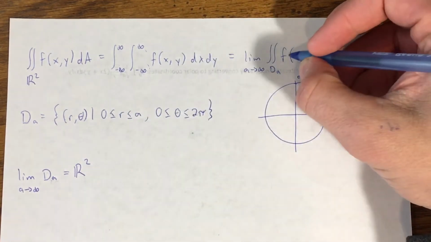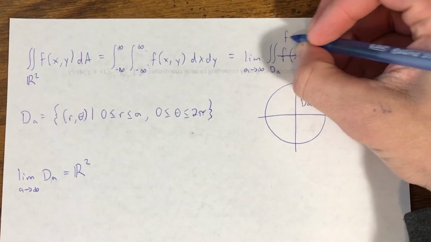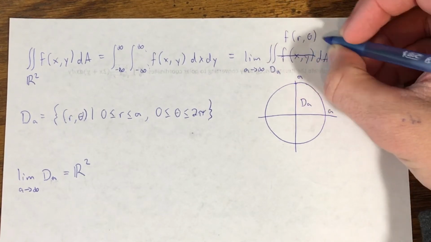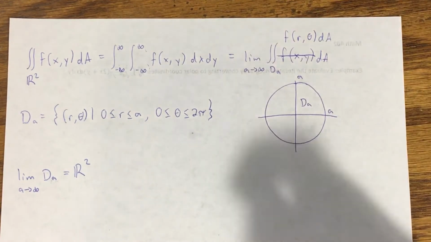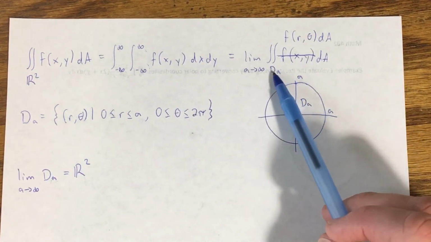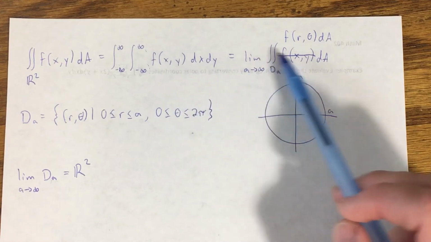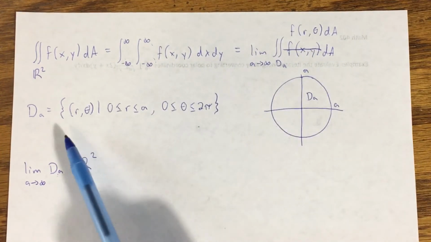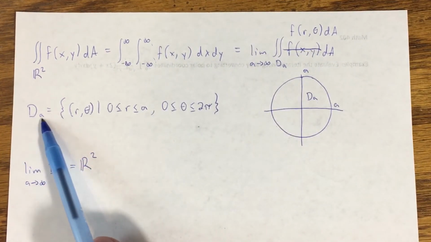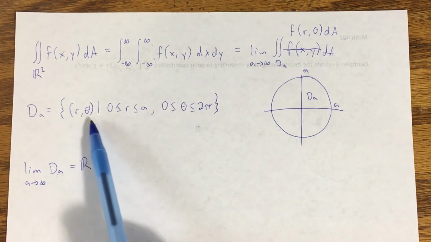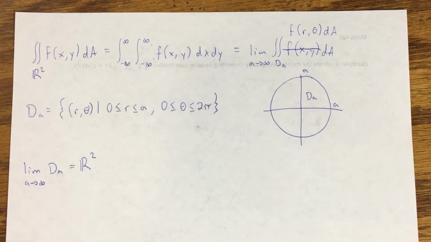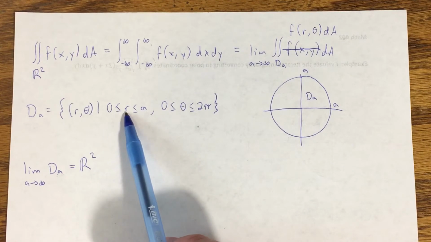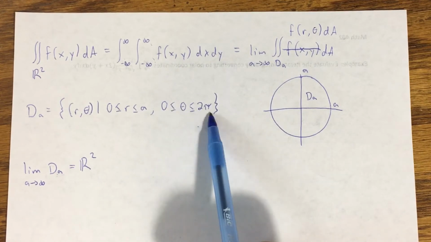Now this should actually be f of r theta dA. And we're not even going to use it in that form anyways, but I want to talk about how we can move this idea into polar coordinates. So I defined this set down here that I'm calling dA. D stands for disk. A is going to be what the radius of that disk looks like. The disk looks like this. It's centered at the origin. The radius is A. And as a set, it can be described this way. R goes from 0 to A. Theta goes from 0 to 2 pi.